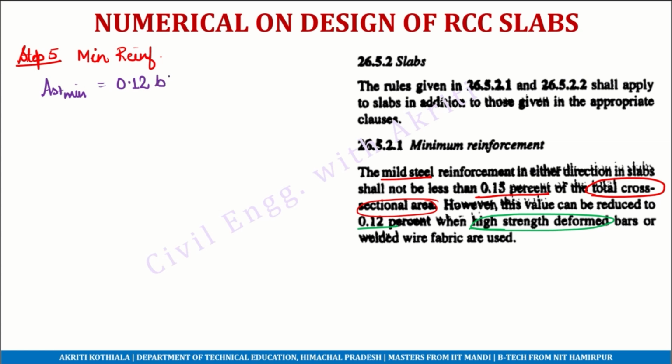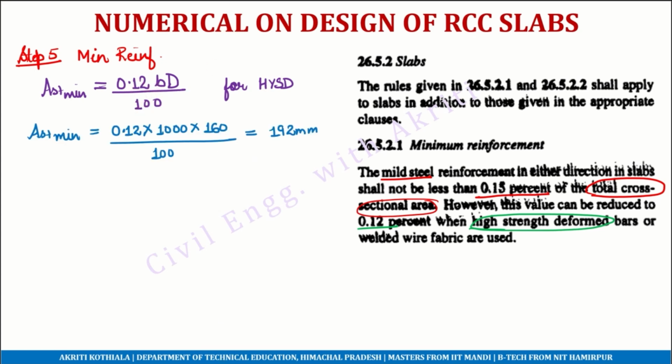The total cross-sectional area is the width of the slab and the overall depth, and this is in percent. So to cater to that percentage, we will be dividing it by 100. So this clause translates into this formula for HYSD bars. If this was mild steel bar, then we would have simply replaced 0.12 with 0.15. So substituting the values, this calculates to be equal to 192 mm square.